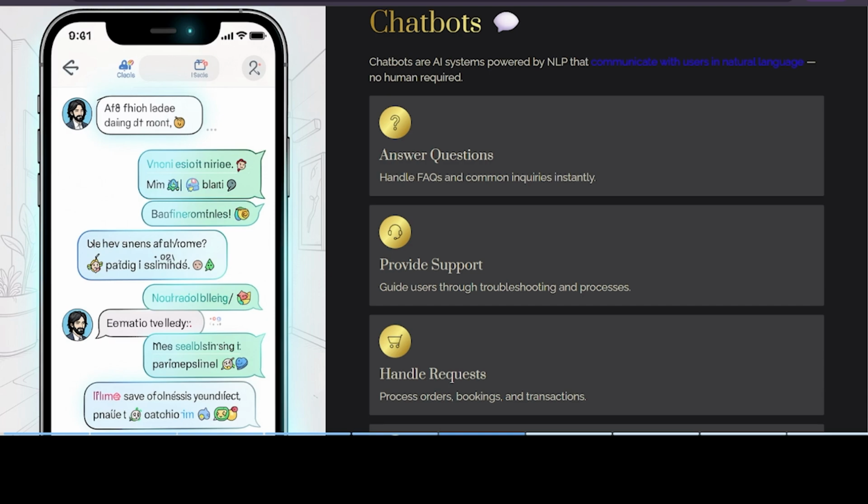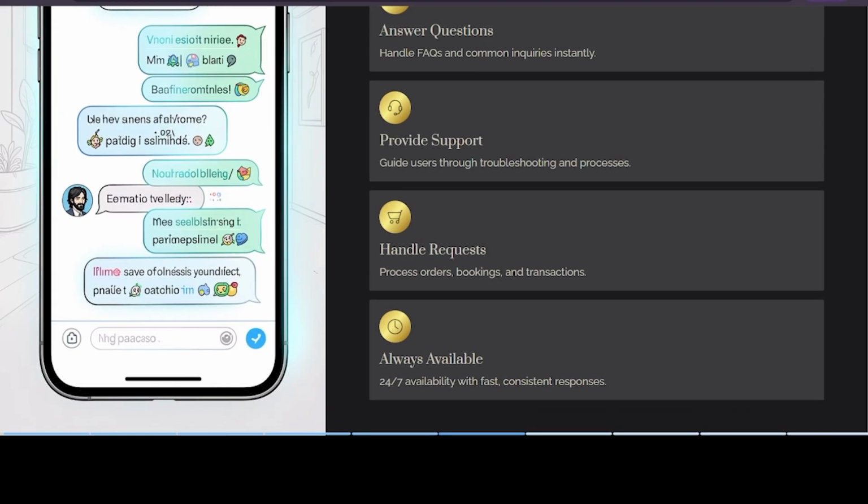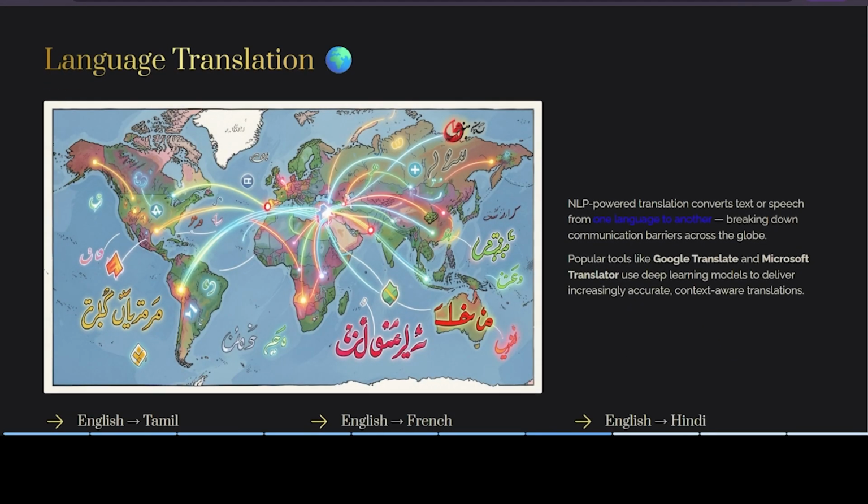So chatbots are majorly used in banks, hospitals, colleges, railway booking, flight booking, online shopping, food delivery, and so on, right? And then customer support. They work 24 hours a day, 7 days a week. They never become tired like a human being. So that is why it is majorly used in many companies and many places.